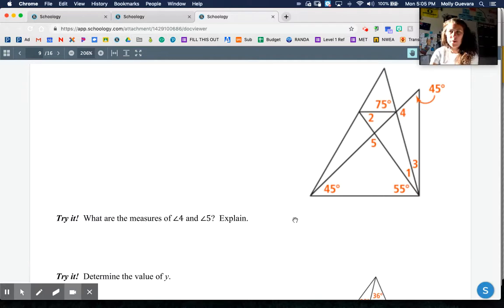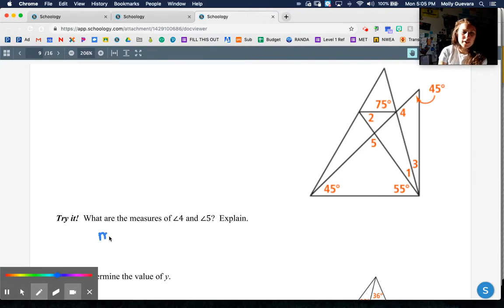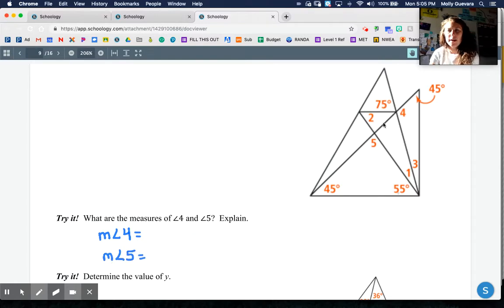Okay, so hopefully you tried it. Even if you tried it and got it wrong, at least you tried, and good job, and I'm proud of you. Okay, so I want to know what is the measure of angle 4, and what is the measure of angle 5. So those are the two that I'm looking for. Okay, the first thing that I see is this triangle.